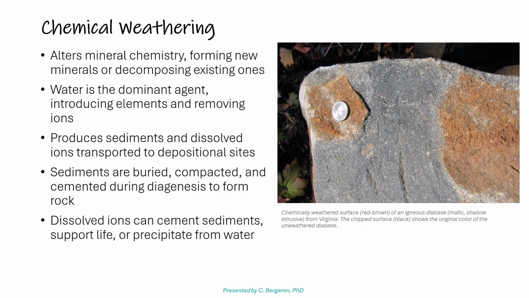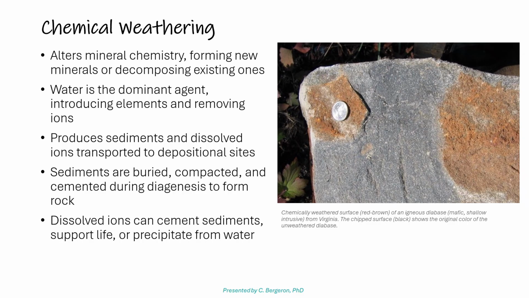Chemical weathering, on the other hand, produces changes in the chemistry of the mineral within the rock that is being weathered and eroded. And these changes can result in a new mineral formation through the adding of elements or the subtraction of elements. And this further disintegrates the rock by chemical decomposition.